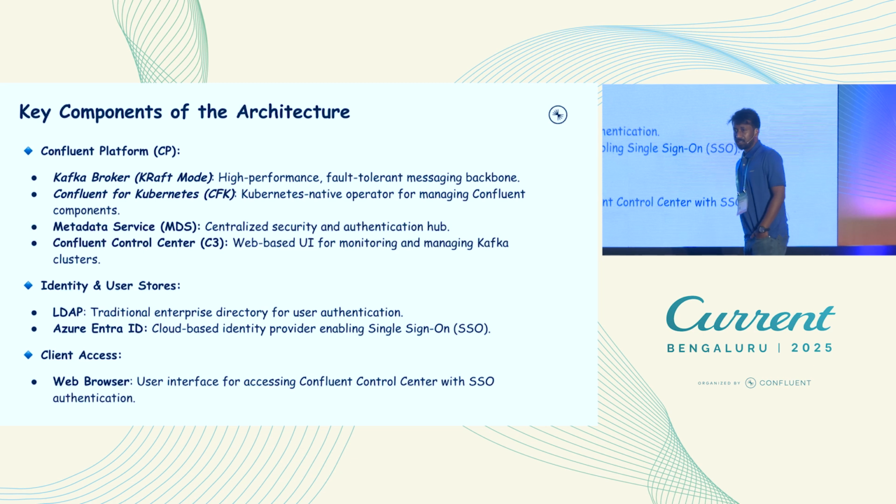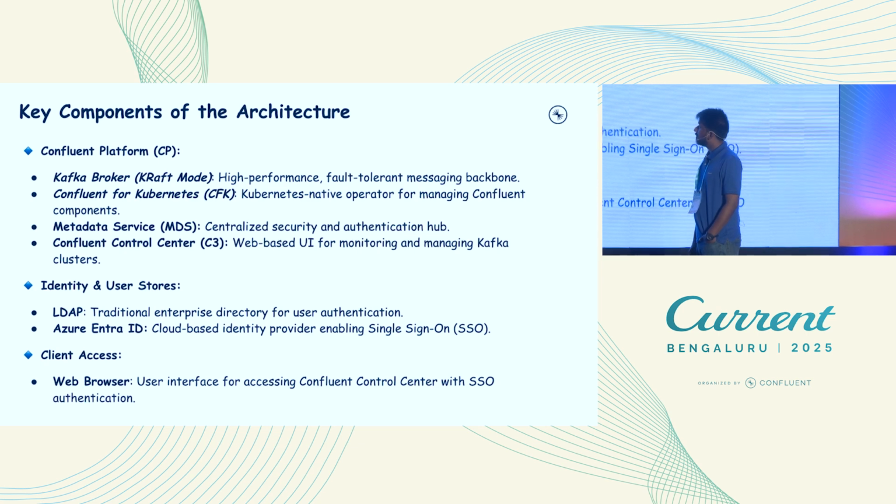These are the major key components which we have deployed in our architecture. With respect to Confluent Platform, we are running a Kafka broker in KRaft mode. It's basically our high-performance messaging backbone. And then we have CFK, which is used for managing our Confluent components through API-driven specifications, the Kubernetes native operator. And then we have MDS. MDS is our centralized security and authentication hub in the Confluent Platform.